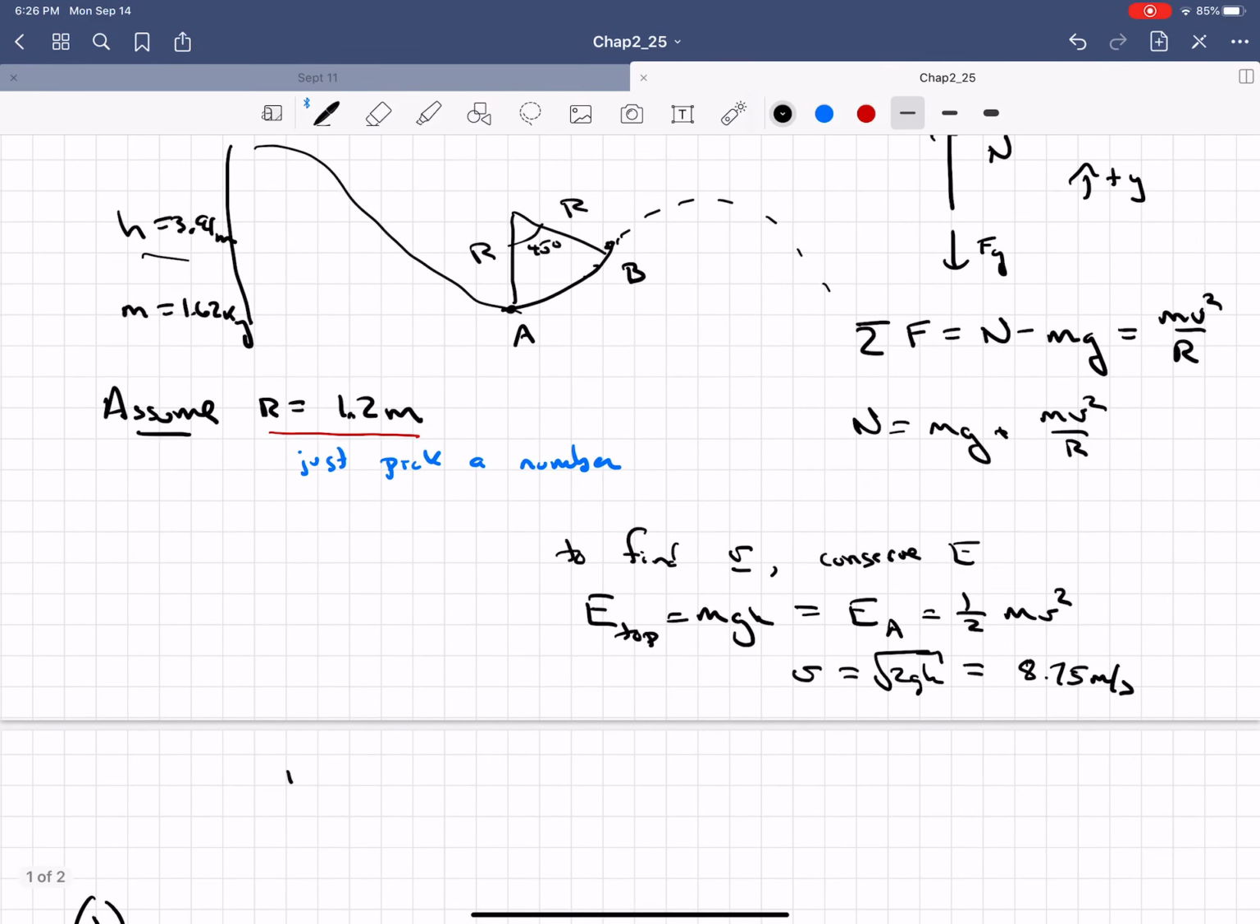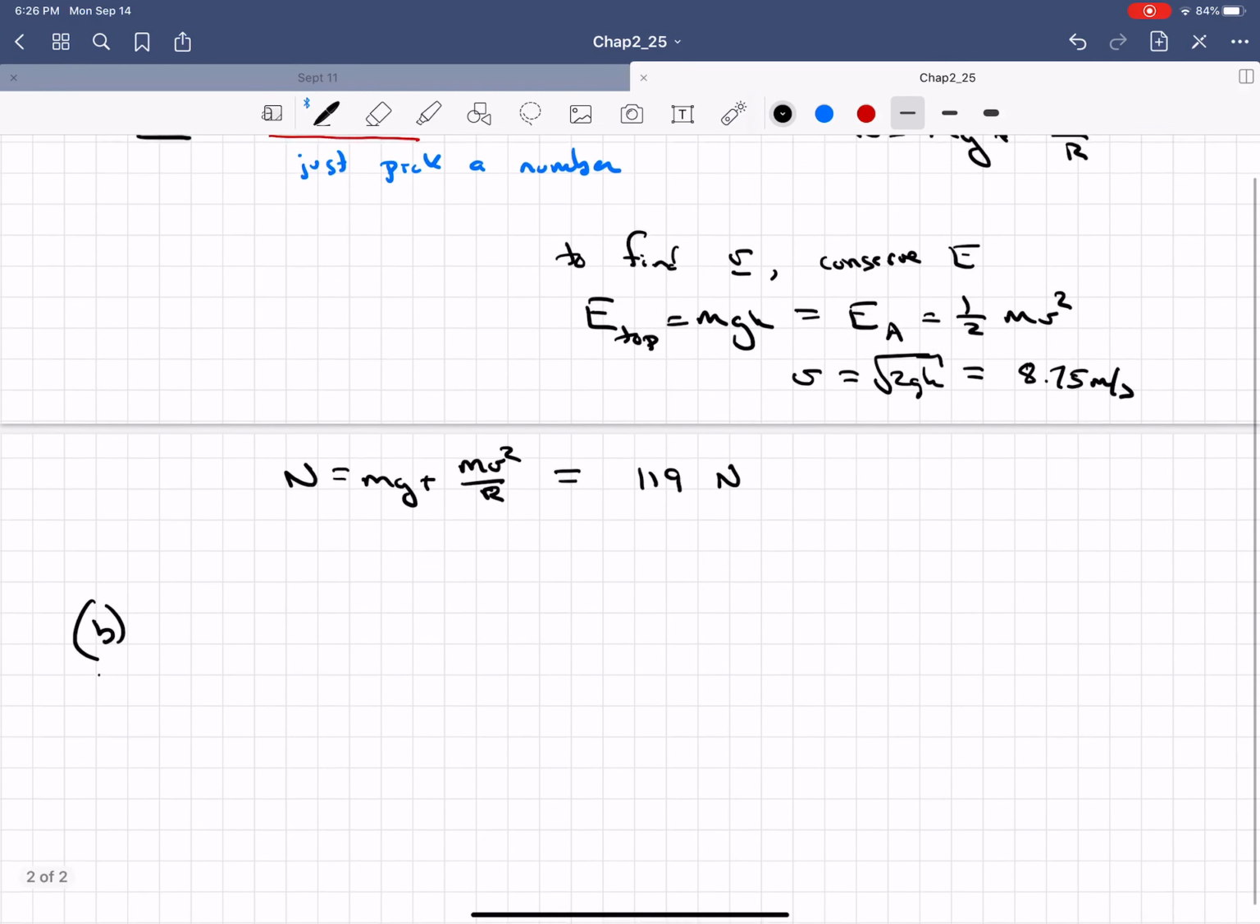And then my normal force, which was mg plus mv squared over r, once again using the radius to be this 1.2 meters, works out to be 119 newtons. So there's my normal force there at the point A.